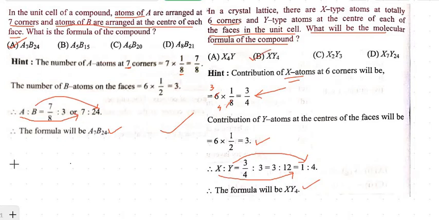So I hope you are getting this kind of question. They may ask you that if one of the corners is missing, in this case you need to multiply the available corners into 1 by 8. Okay. Now we are moving to the next question.